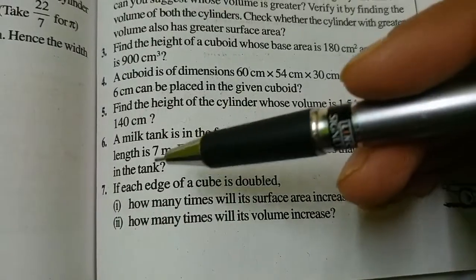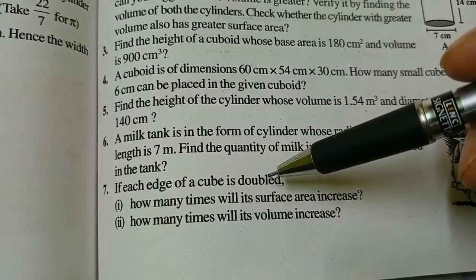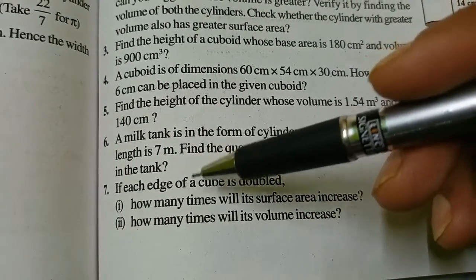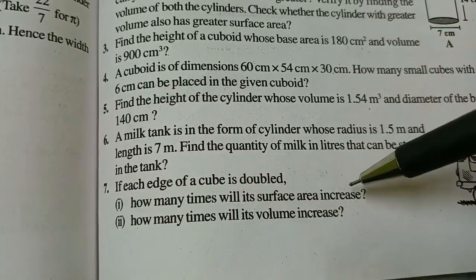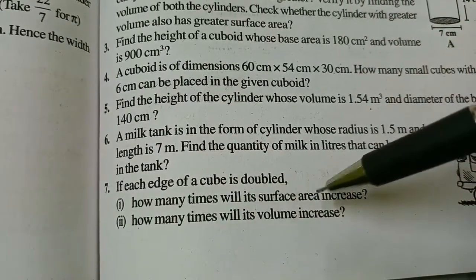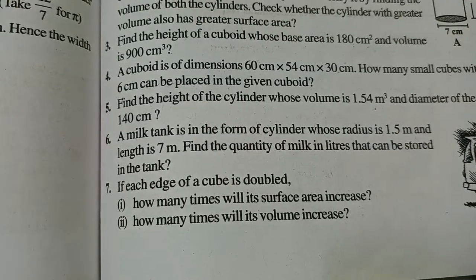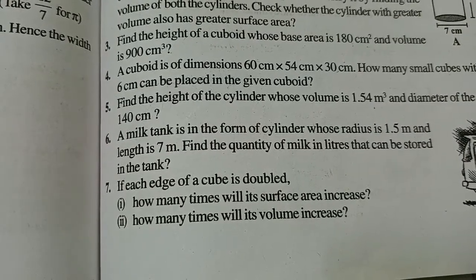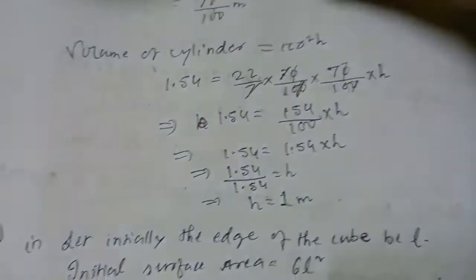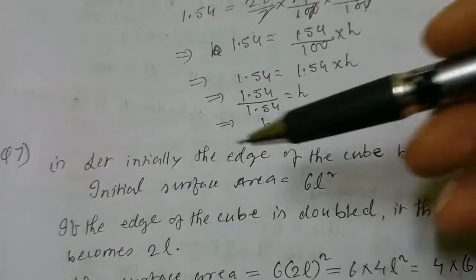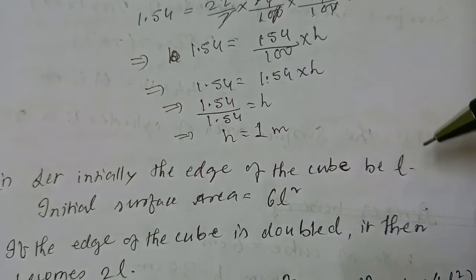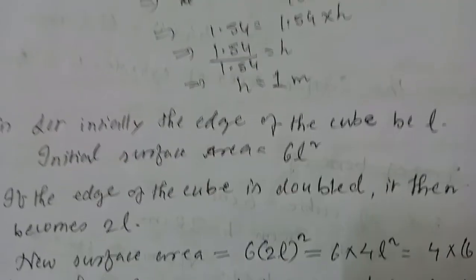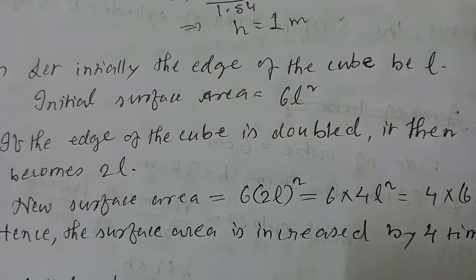Now question number 7. If each edge of a cube is doubled, okay, the edge means the side of a cube is doubled, then what happens? How many times will its surface area increase and how many times will its volume increase? So you have to find out the increase in surface area and increase in volume. So how to write it? Let's see. First of all, let initially the edge of the cube be L. So first of all you have to assume the edge, that means the side of the cube is L.